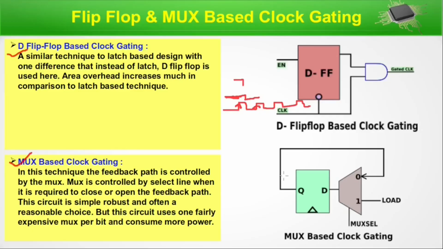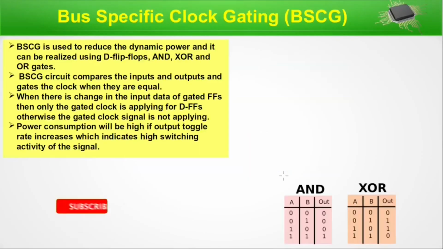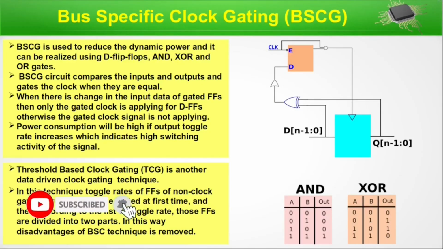Now let's take a look at advanced clock gating: bus-specific, threshold-based clock gating and optimized bus-specific clock gating. Bus-specific clock gating is used to reduce the dynamic power, and it can be realized using D flip-flops and XOR and OR gates. This is the circuit configuration: XOR gate, OR gate, AND gate, and D flip-flop.